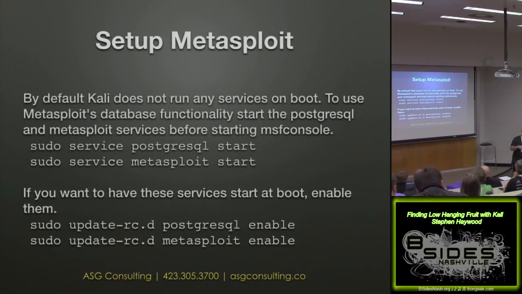The original version of this talk discussed how to set up a low privilege user account, but I was like, we'll just go with root. Okay, so service postgresql start, the Metasploit service. If you want to enable these things on boot up, you just use update-rc.d. And again, all of these commands that are in the slide deck are in the cheat sheet. It's all available online on GitHub. You can look it up later, take notes, do whatever.